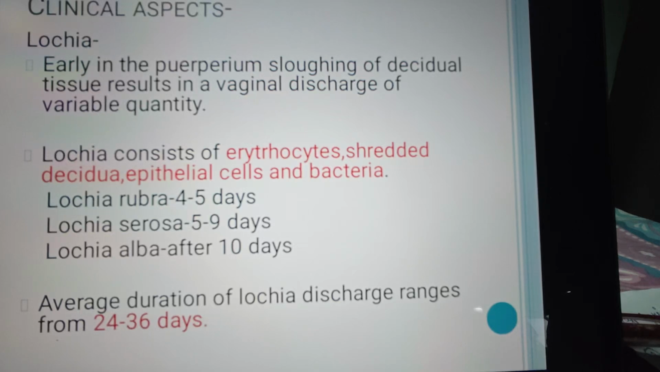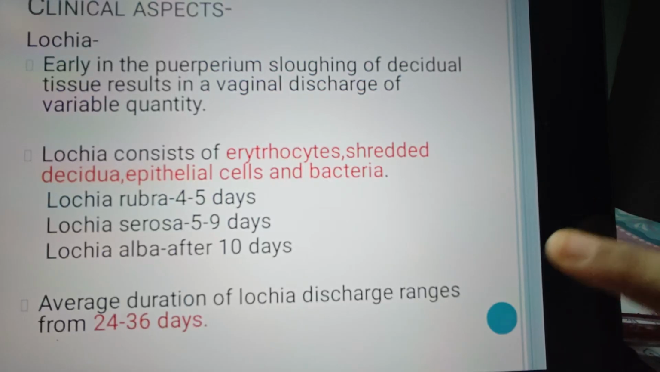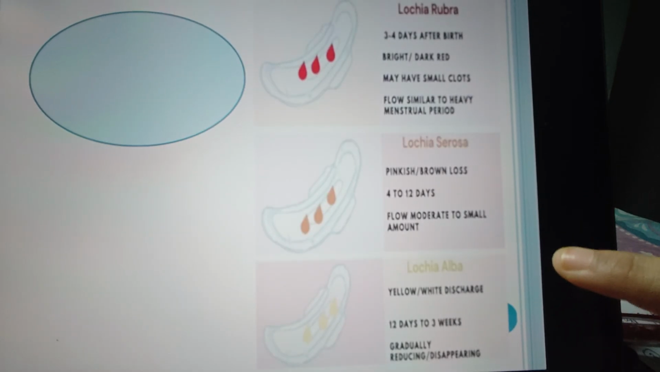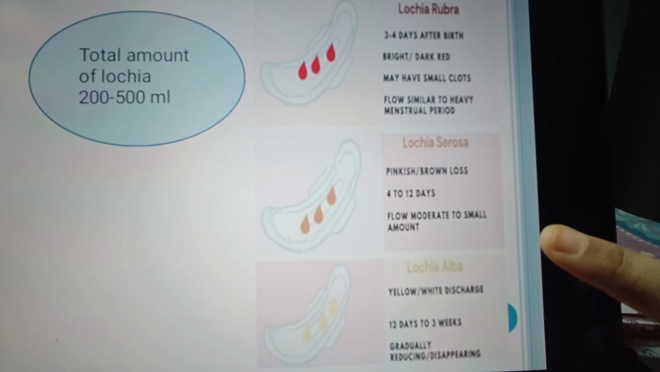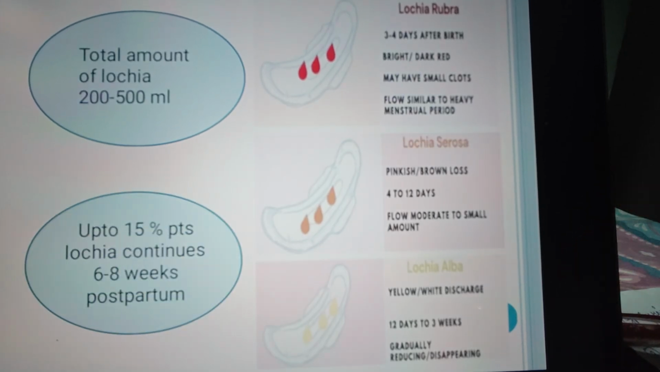In the initial first week, that is the first 4 to 5 days, there is a release of lochia rubra. In 5 to 9 days, lochia serosa is released, while after 10 days of delivery, lochia alba, which is white in color, is released. The average duration is around 24 to 36 days, or around 1 month. So this secretion takes 1 month to disappear. These are the differences between lochia rubra, lochia serosa and lochia alba. The total amount of lochia released after delivery is around 200 to 500 ml.